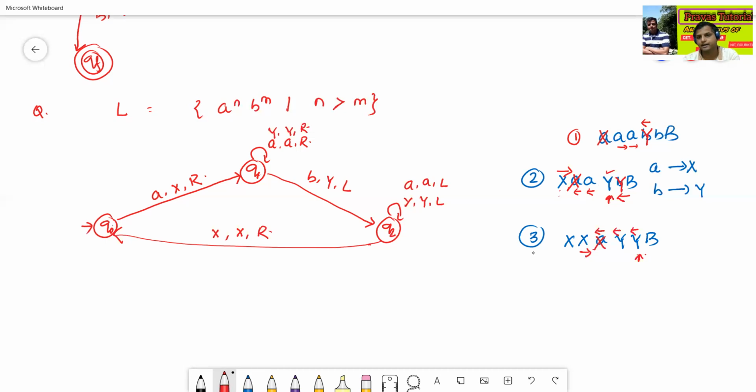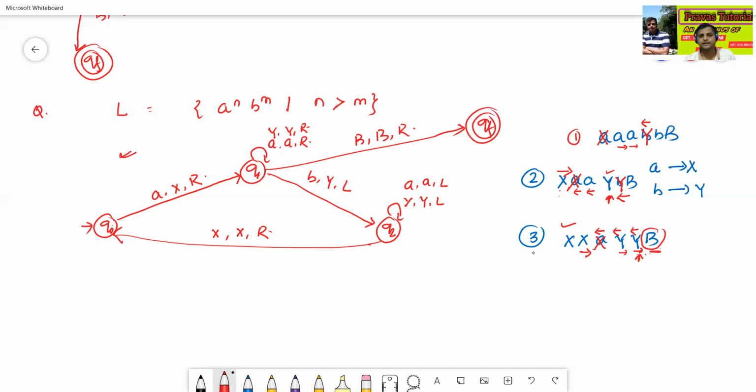When Q1 reads Y, skip. When Q1 reads Y, skip, and Q1 reads the blank symbol. Here Q1 reads the blank symbol. When Q1 reads the blank symbol, then it goes to the final state. Okay, so this string is accepted by the given Turing machine, so the string is valid.